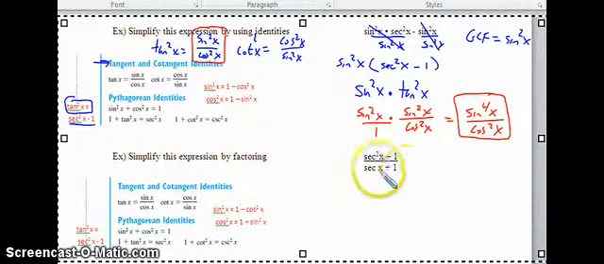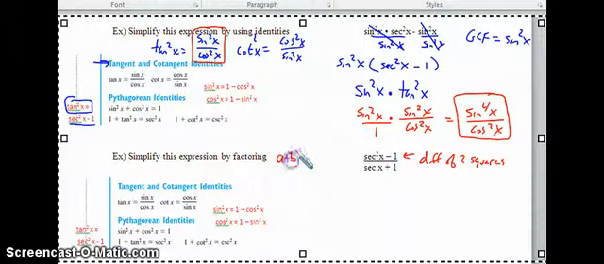So if we look at our next one, we've got the secant squared x minus 1, and then we have secant x plus 1. So what I recognize about this, yes, it's a Pythagorean identity, but I also remember that one of my steps says to factor it if possible. And I know I can factor this because of the difference of two squares.